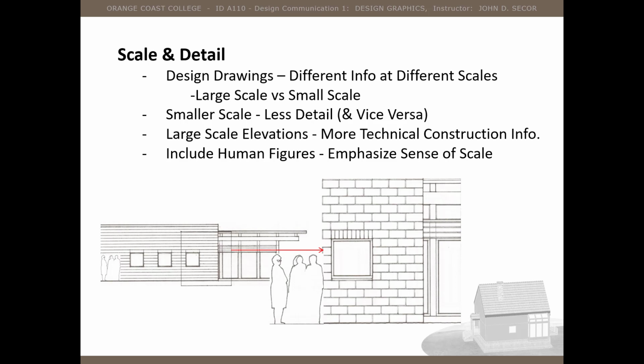So as a result, I encourage people to use these anthropomorphic representations so that they can illustrate scale a little easier.